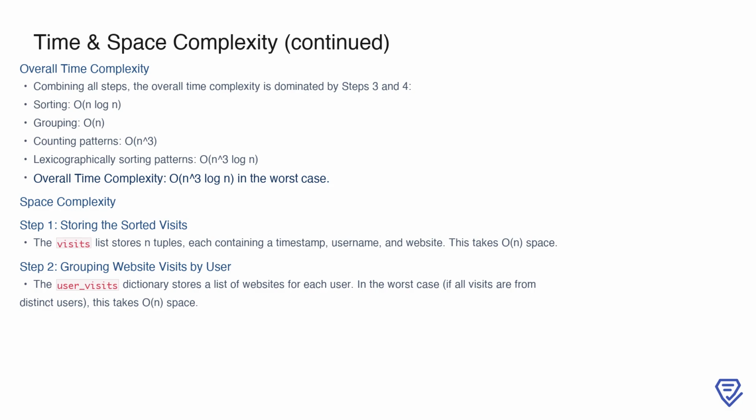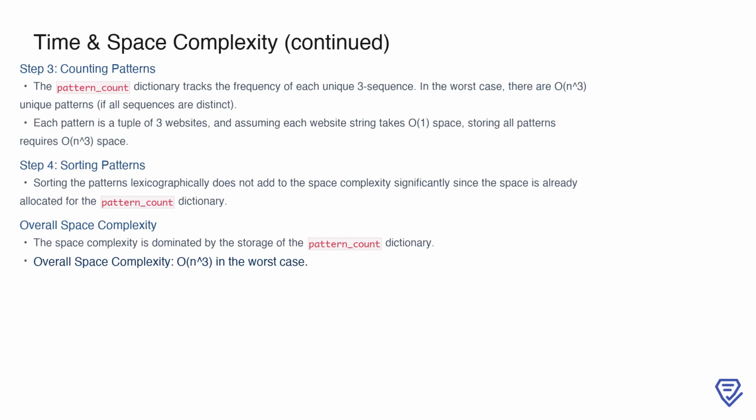This requires O(n) space. In step 2, the user_visits dictionary holds a list of websites for each user. If all visits are from distinct users, this also takes O(n) space. These initial steps ensure efficient storage without excessive memory usage. In step 3, we analyze the space required for counting patterns. The pattern_count dictionary tracks the frequency of each unique 3-sequence.